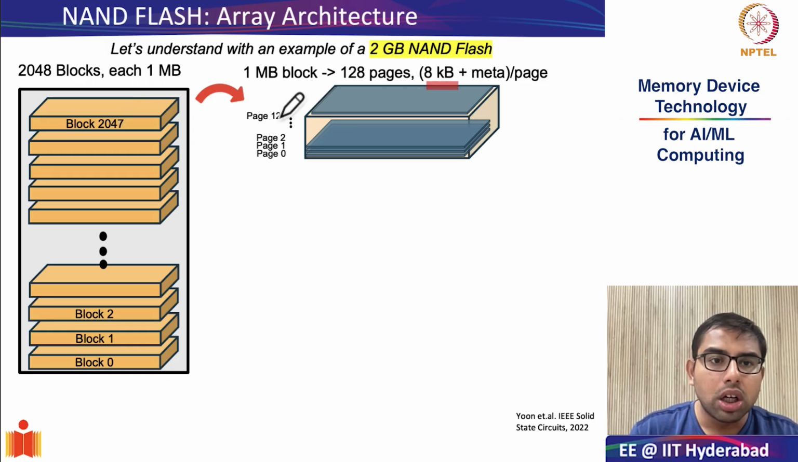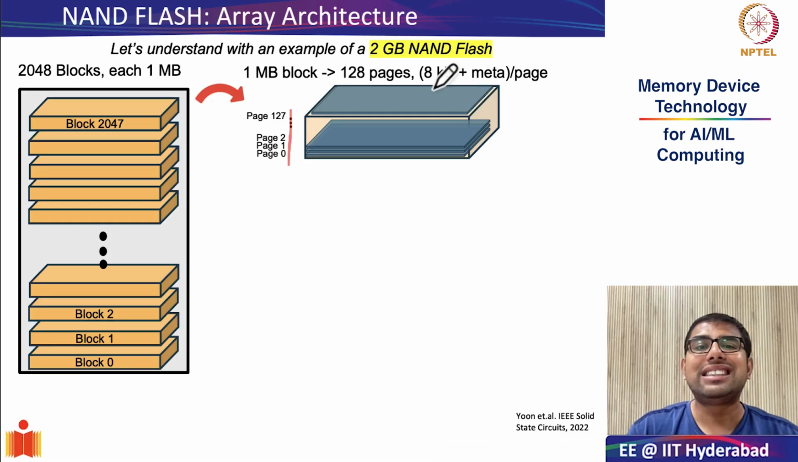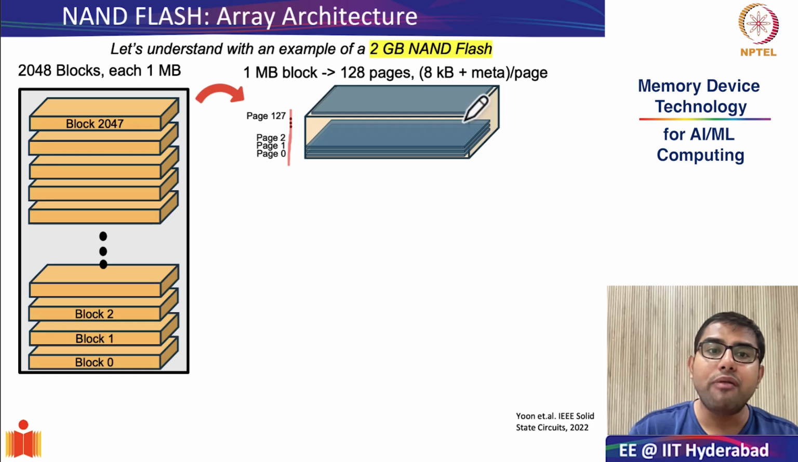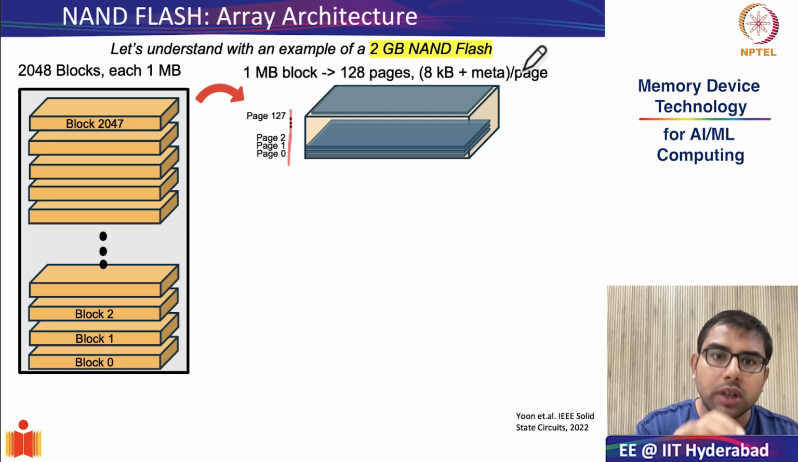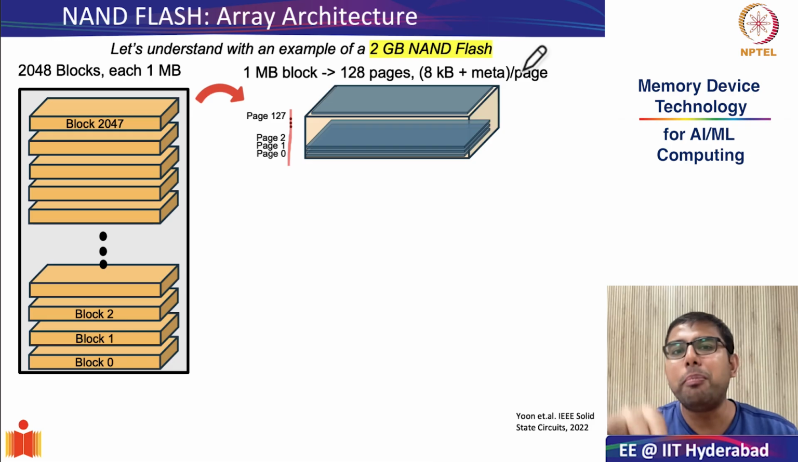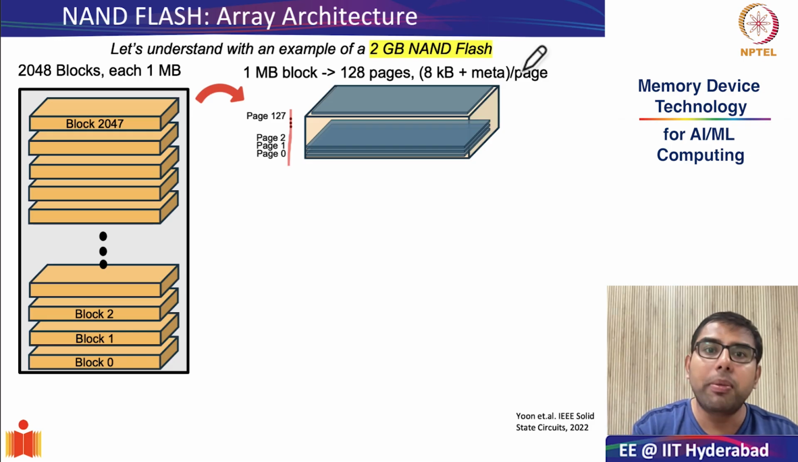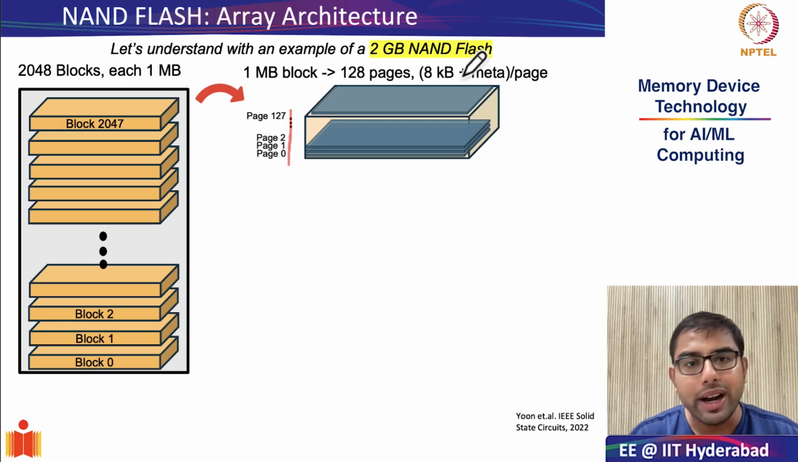So this one block, I have now zoomed into one block and I find out that it is constituted of 128 pages, constituting 8 KB data per page. Now, important to note that every page has 8 KB, which is the minimum that is required, plus some extra storage space, which is also called metadata. This is used for error correcting and additional storage, which we will not get into at this moment, but it suffices to know that a 1 MB block is divided into 128 pages of 8 KB information each.